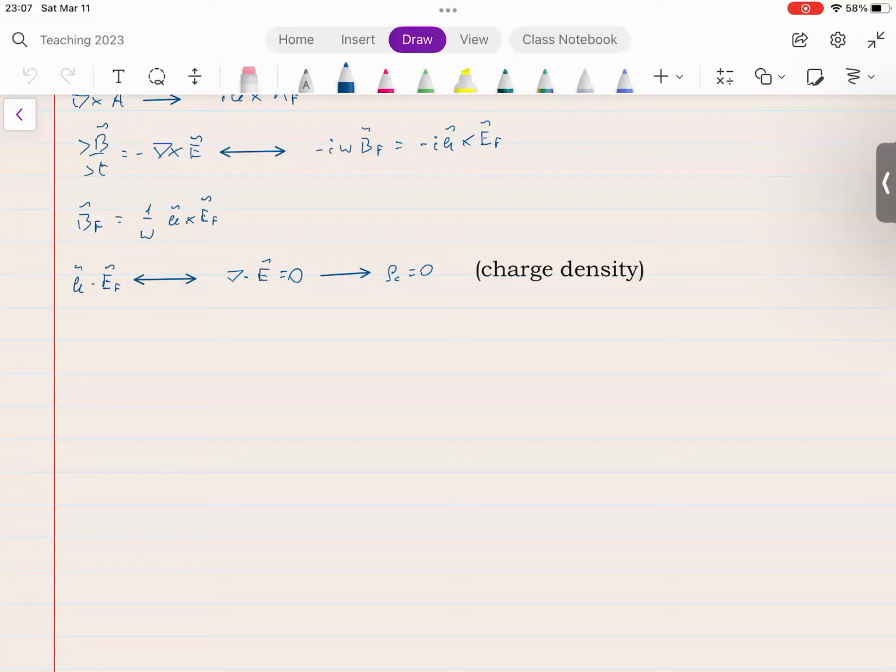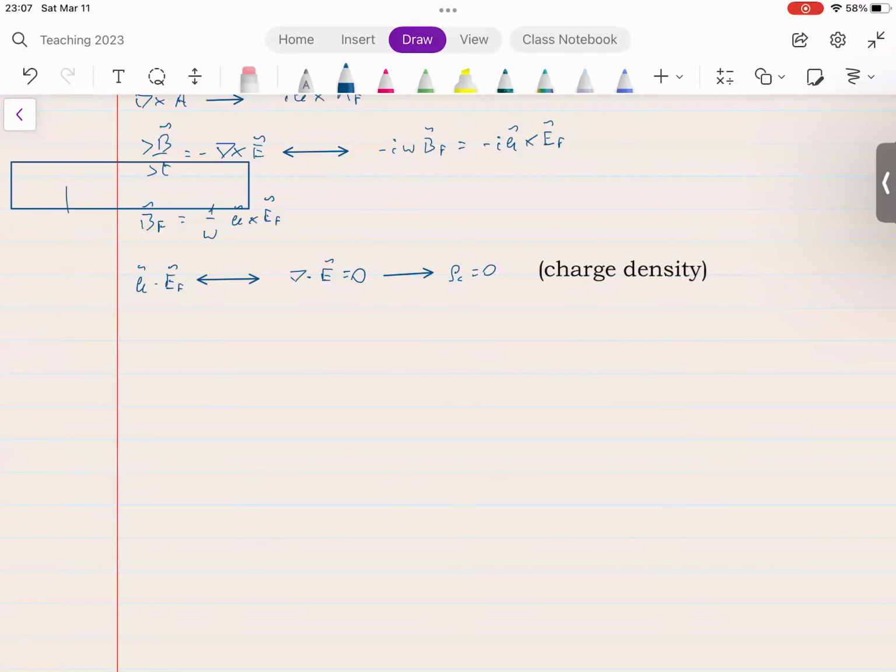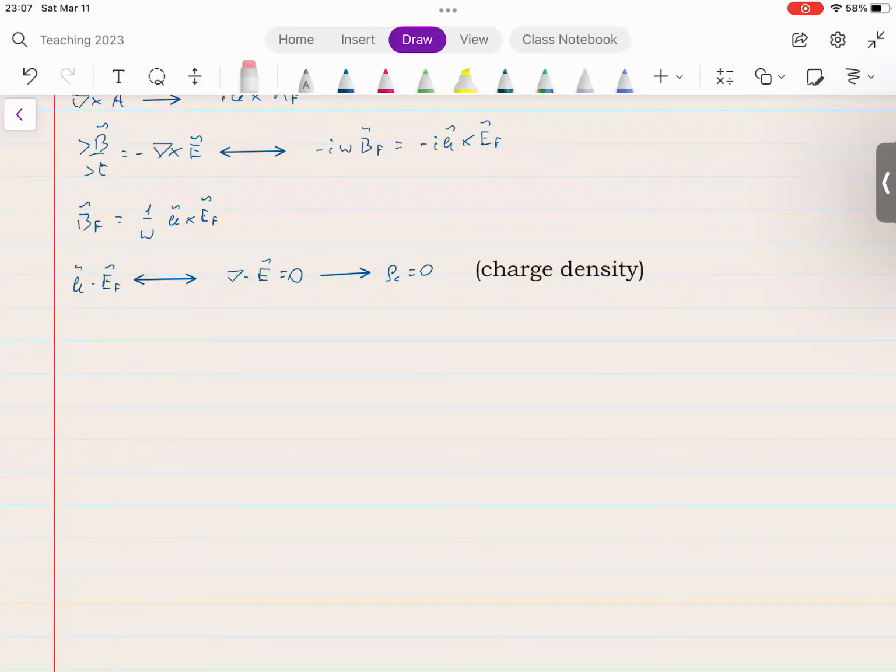And that's where it stays. In other words, this wave does not, wow, okay, fine. Small accident here. This wave does not cause any charge oscillations. This is a pure electromagnetic wave. There is a current because there is a magnetic field, but there is not charge separation.